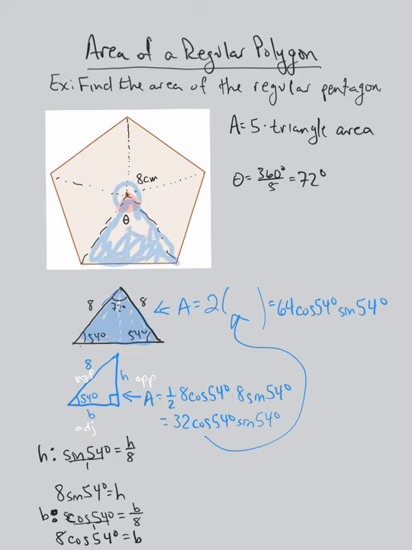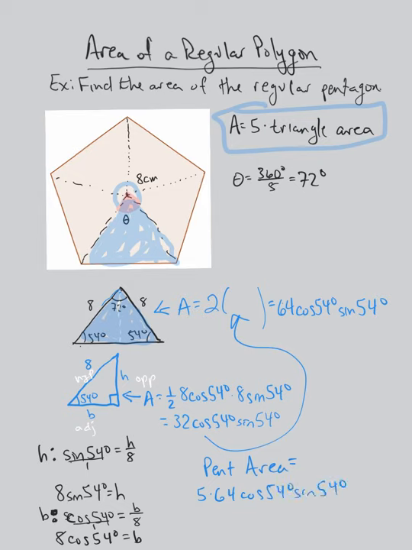But we want the area of the entire pentagon. How many of these blue triangles are in the pentagon? There's 5 of them. We mentioned that up here too. And so we're ready to get there. The pentagon area is equal to 5 times 64 cosine 54 degrees, sine of 54 degrees. So 5 times 64 is 320. So I'm just going to save myself a little bit of space here, and we get 320 cosine of 54 sine of 54. And now that's the exact answer right there.